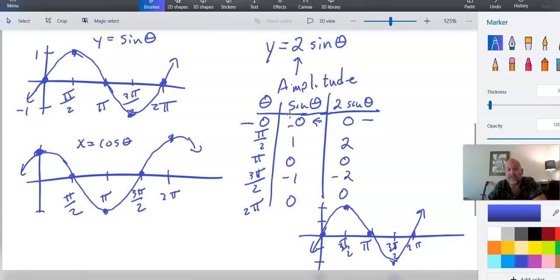But if you know the amplitude is 2, the easiest thing to do is just stretch the thing till it reaches 2. Just those things that used to be at 1s, make them at 2s, and then you're fine. It takes care of everything.